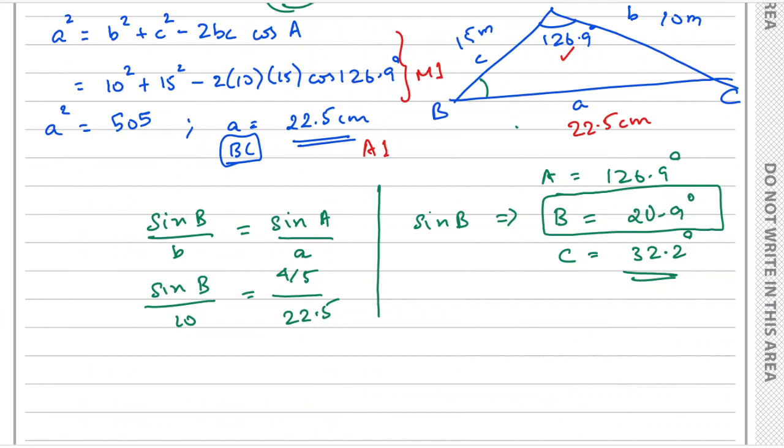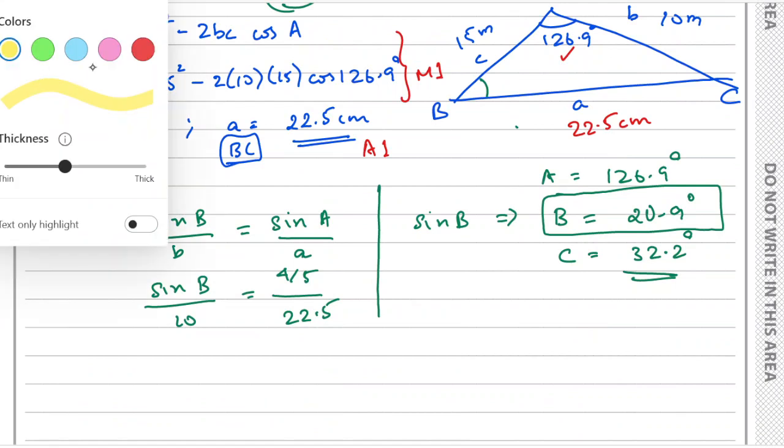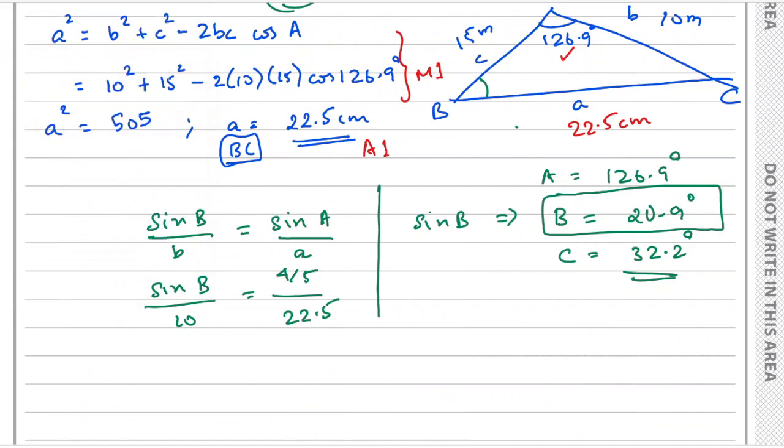Okay. So here the marking scheme is quite straightforward. The method carries one mark. The method of finding out using the sine rule carries one mark, and the final answer carries the accuracy mark.